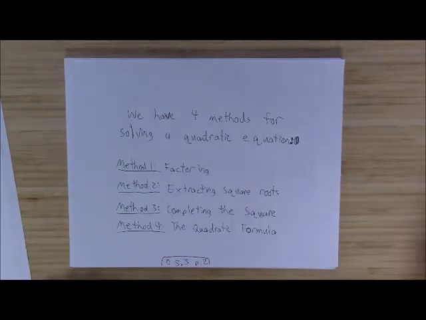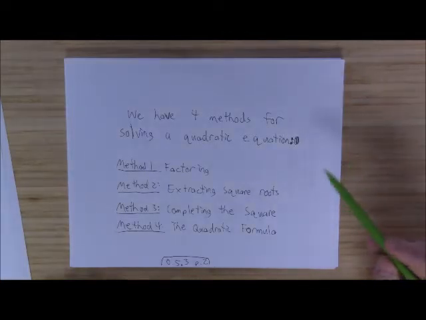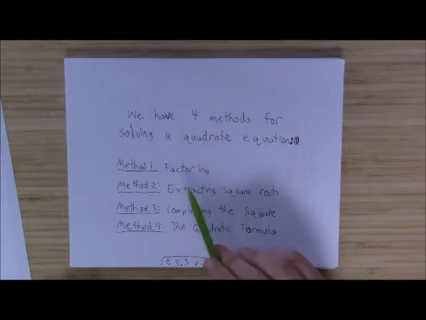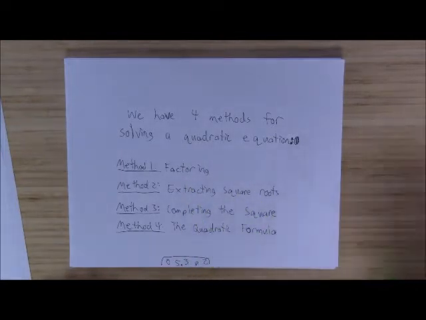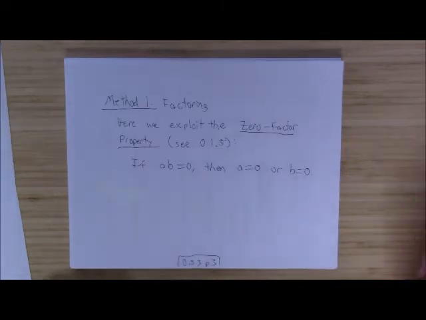Eventually, and we'll continue these in the next video as well, we're going to have 4 different methods for solving quadratic equations: factoring, extracting square roots, completing the square, and the quadratic formula. For our first method, factoring. Here we exploit the zero factor property, which we talked about in video 0.1.5.